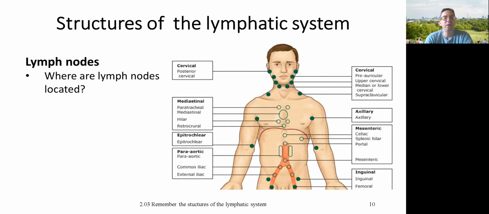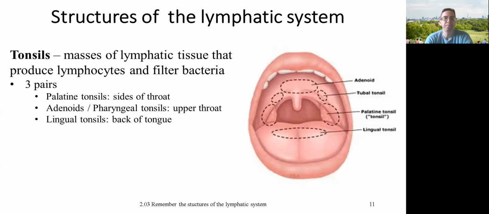To move on a little bit to lymph nodes, where are they located? Lymph nodes you can generally feel around your neck. These are called cervical. There are also mediastinal, para-aortic, and so on. We don't have to remember all of their names, but it's important to know that that's where cells aggregate from the lymph system. By aggregate, I mean gather. Also in the tonsils, tonsils have masses of lymphatic tissue that produce lymphocytes and filter bacteria. The 3 types of tonsils are palatine, adenoids, and lingual.